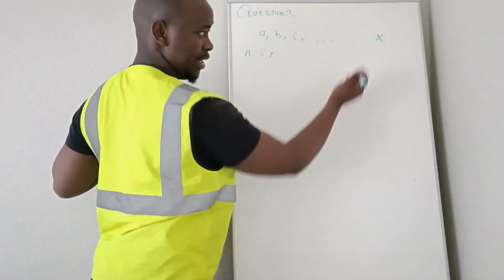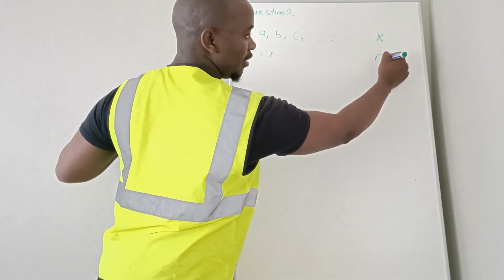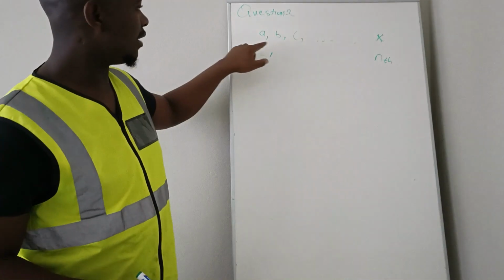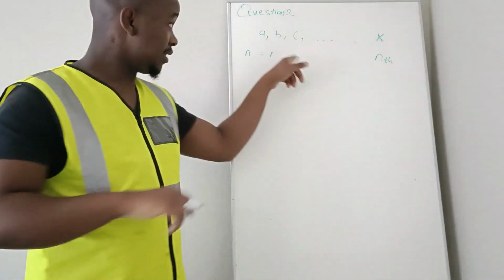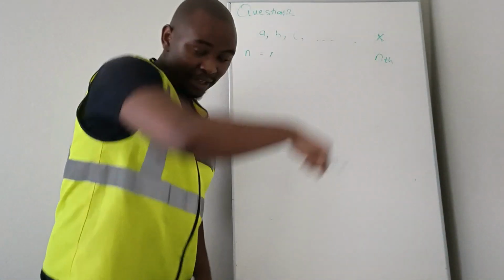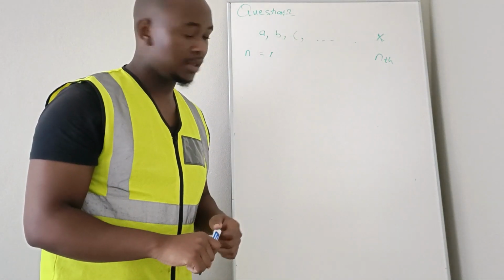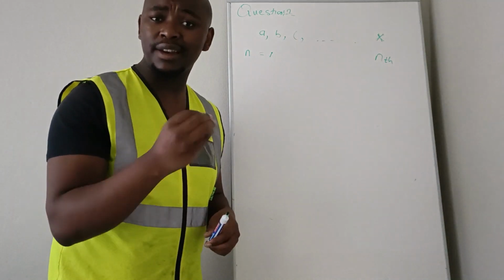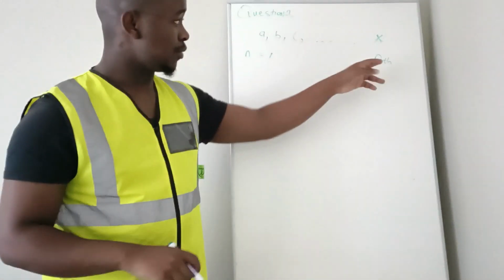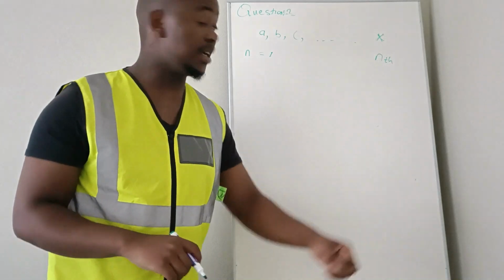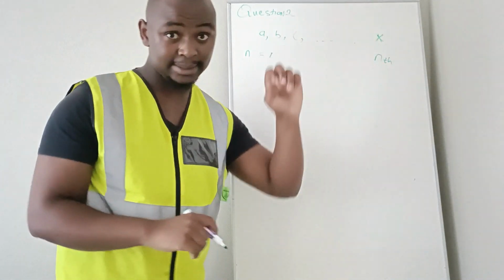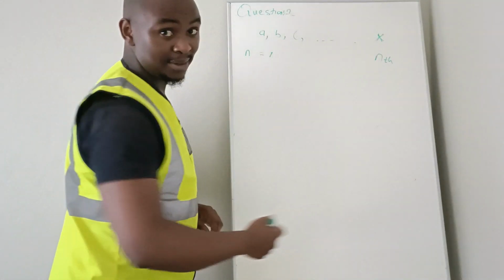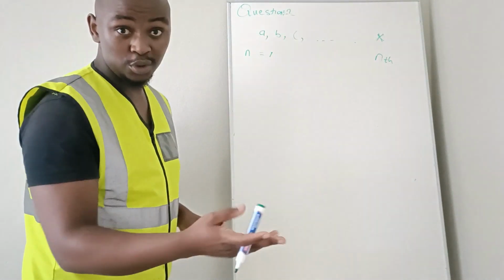But what is the term here? That is our nth term. So we have a value in the first term, which is A. In the second term, we have B, C. But in the nth term, the n can be 7, n can be 8, n can be the 100th term. But we refer to it as nth term, and it holds the value of x. So n1, first term, nth term, is the term that we don't know.